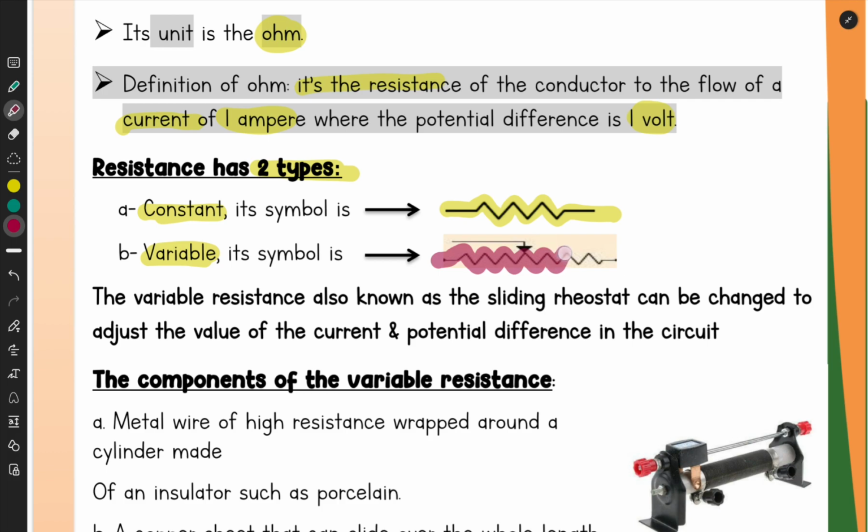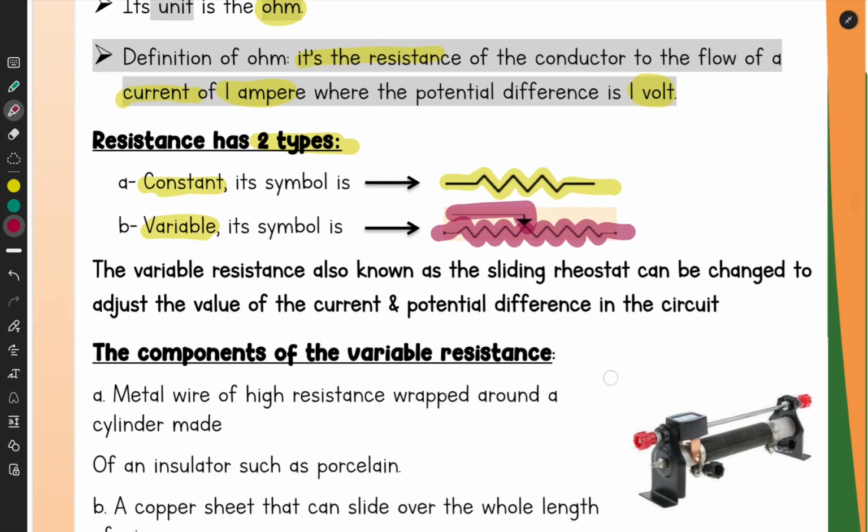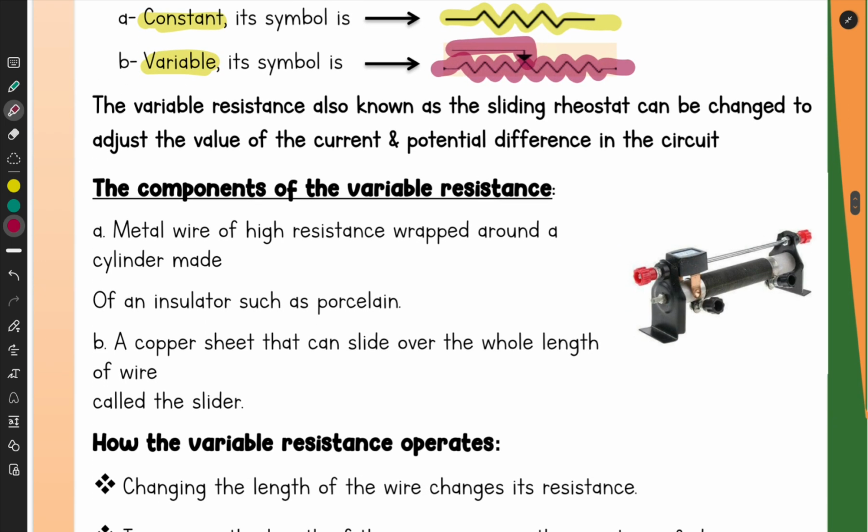What is the difference between them? The difference between them is this arrow. This arrow represents the variable resistance, and we will see it in the lab. This is the variable resistance in the lab that we will see, inshallah.